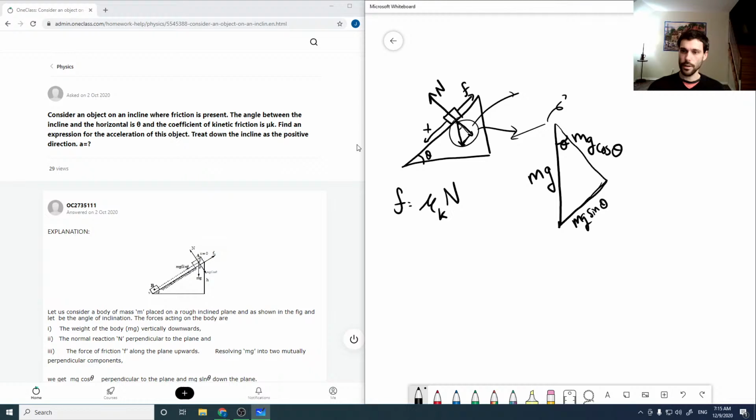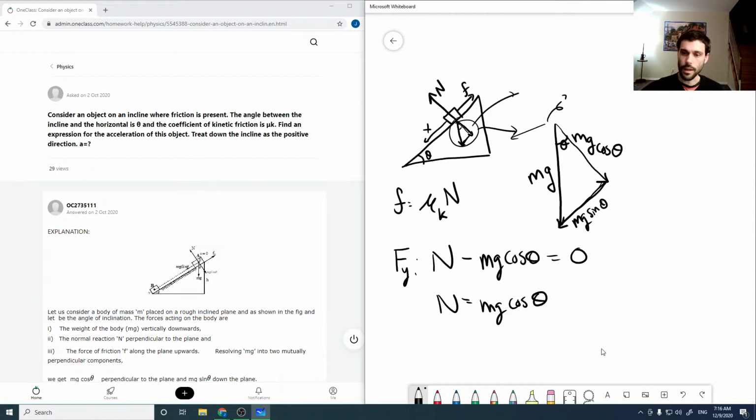So putting proper direction on here, this acts in the negative y direction, and it's the only force acting in our negative y direction, taking the incline as our positive x. So that means that in our Fy direction, we have our normal minus mg cos theta equals 0, as it's not moving up or down. So our normal force is equal to mg cos theta. All right, so that solves for our normal.